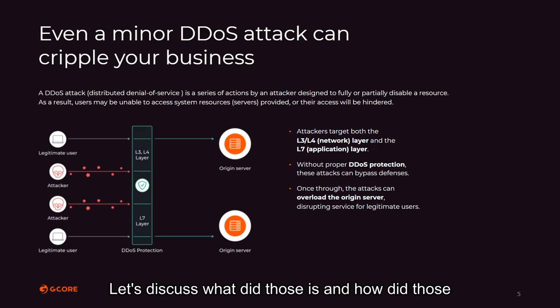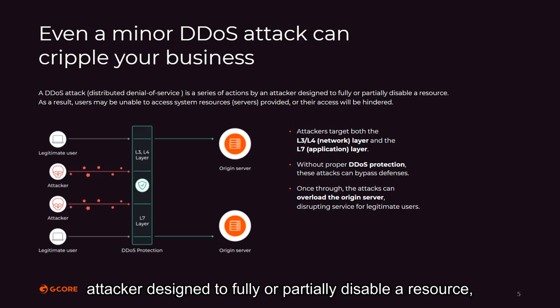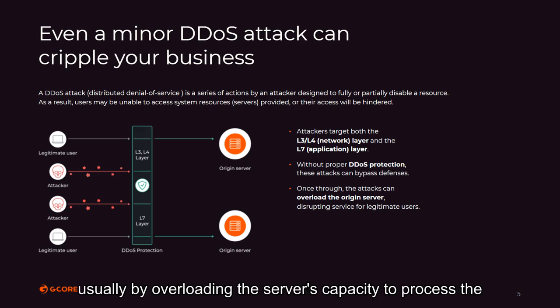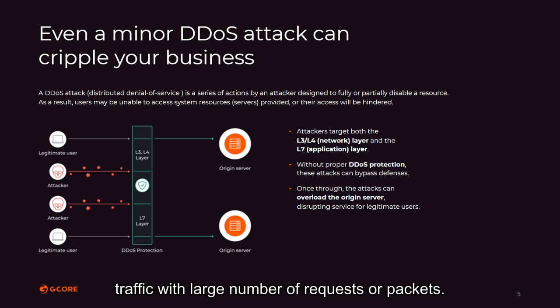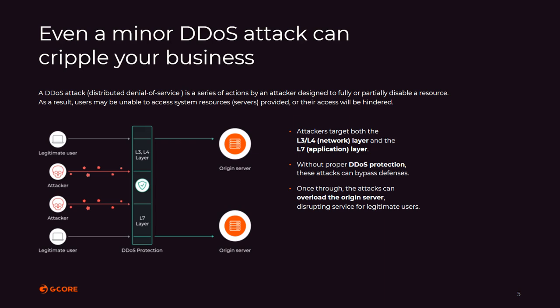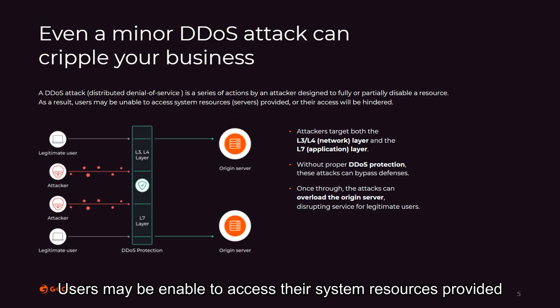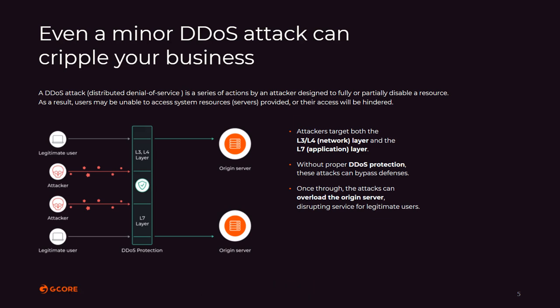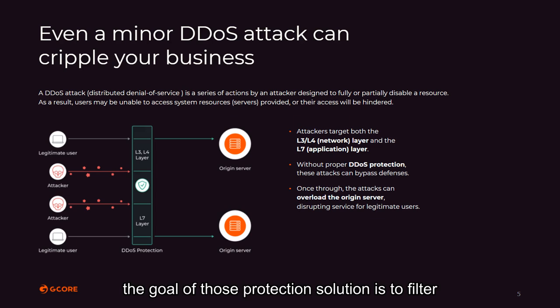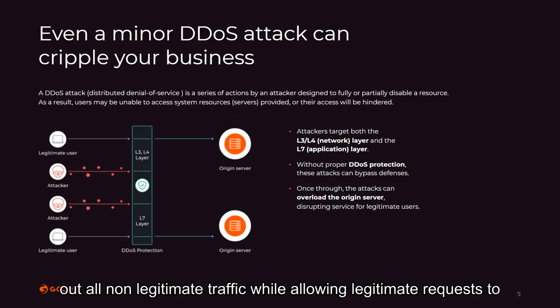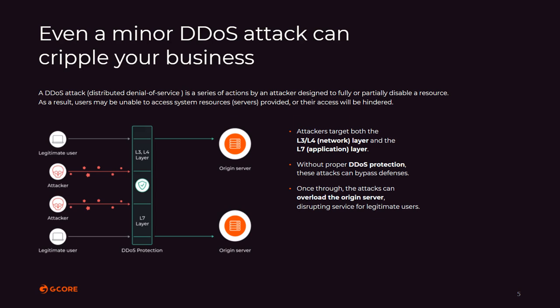Let's discuss what DDoS is and how DDoS protection works. A DDoS attack involves a series of actions by an attacker designed to fully or partially disable a resource, usually by overloading the server's capacity to process the traffic with a large number of requests or packets. As a result, users may be unable to access the system resources provided, or the access can be hindered by those actions. The goal of a DDoS protection solution is to filter out all non-legitimate traffic while allowing legitimate requests to pass freely through the protection mechanisms.